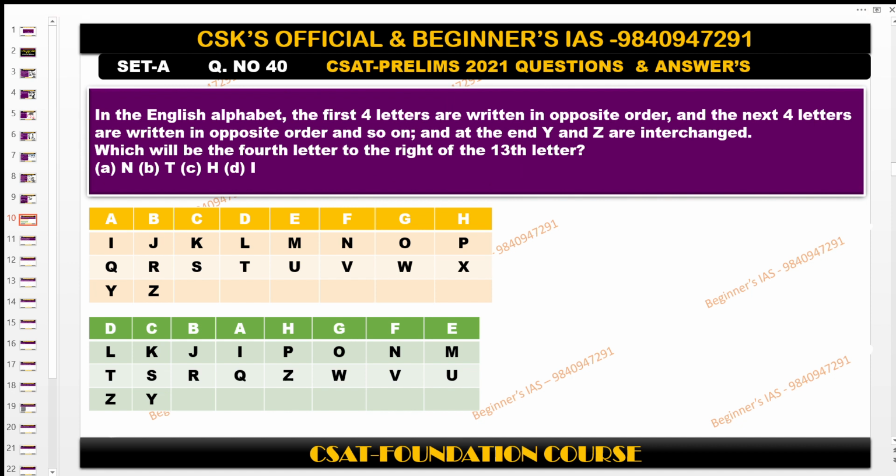In the English alphabet, the first 4 letters are written in opposite order, the next 4 are written in opposite order, and so on. At the end, Y and Z are interchanged. What would be the 4th letter to the right of the 13th letter after interchanging?